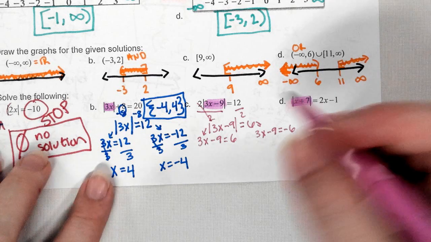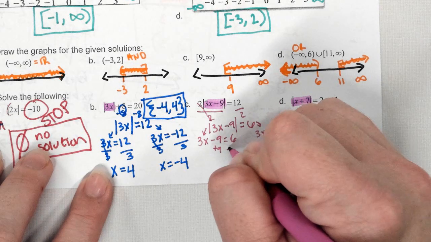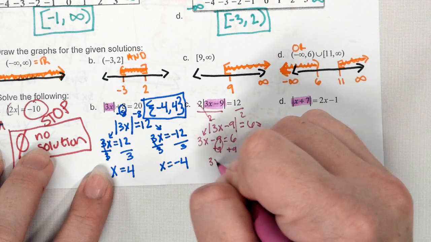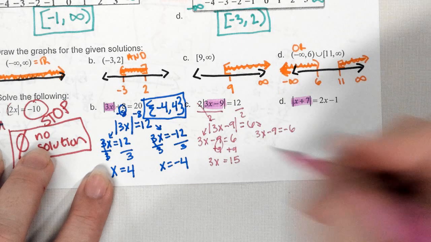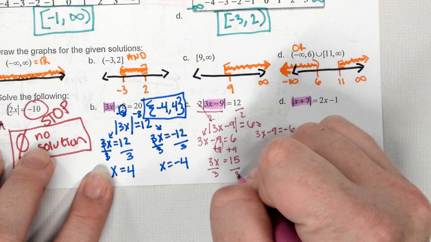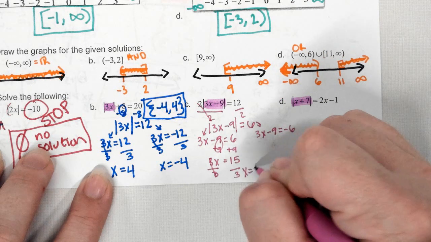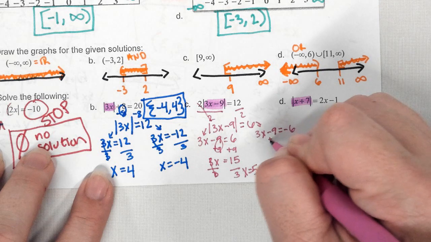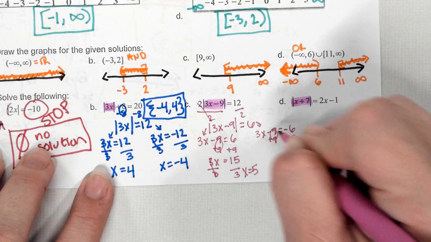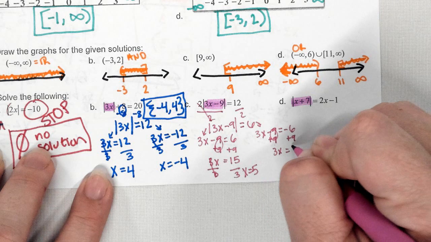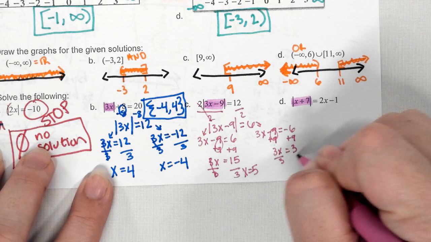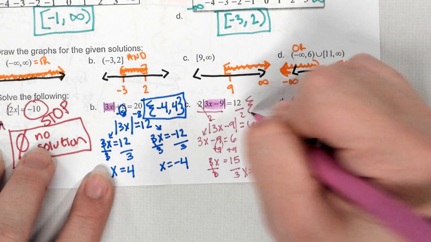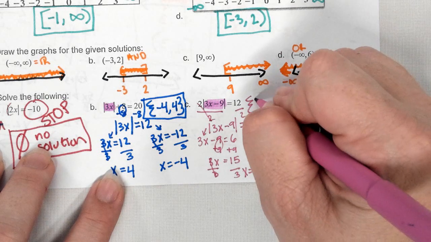And solve both. So add 9, 15. I don't know why I hesitated so much. 15, divide both sides by 3, and I get x equals 5. Plus 9, 3x equals 3. Divide by 3, x equals 1. Remember, you write your solution smallest to biggest, so 1, comma 5.